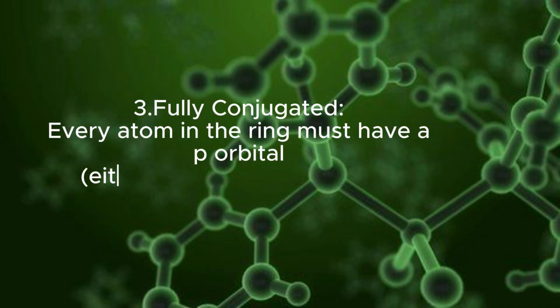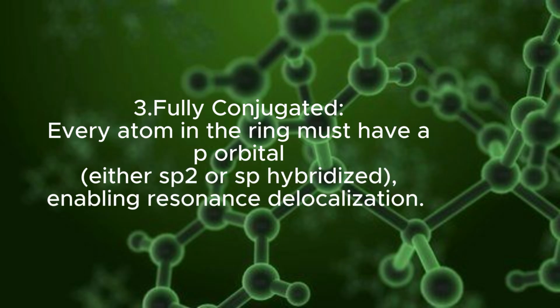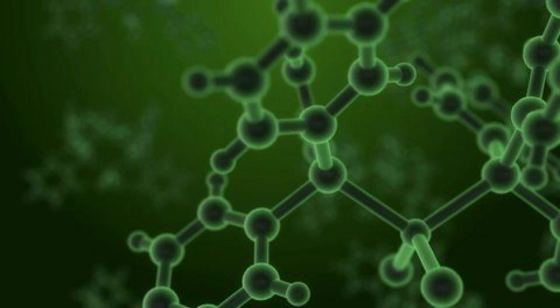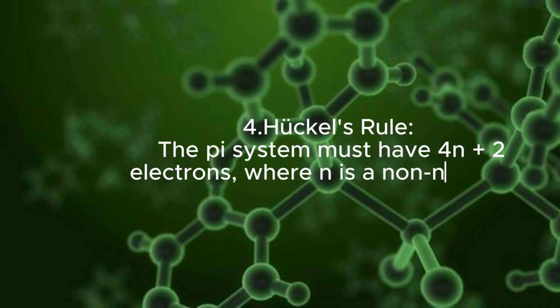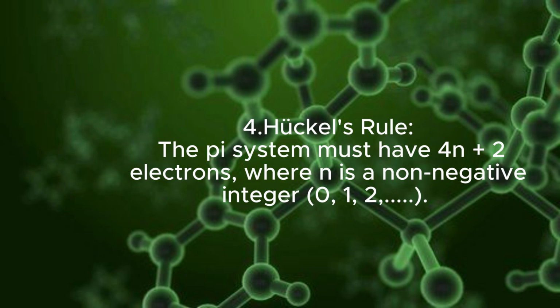3. Fully conjugated, every atom in the ring must have a p orbital, either sp2 or sp hybridized, enabling resonance delocalization. sp3 atoms with tetrahedral geometry lack a p orbital, breaking conjugation. 4. Hückel's rule. The pi system must have 4n plus 2 electrons, where n is a non-negative integer, 0, 1, 2. This empirical rule from molecular orbital theory ensures a filled, stable set of molecular orbitals.